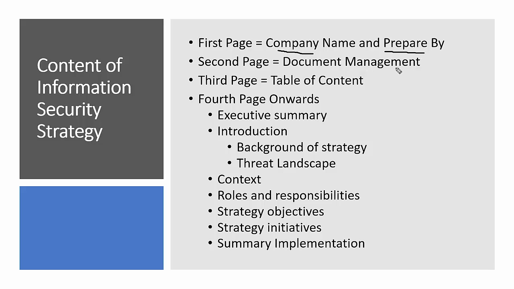And then in the second page, we talk about the document management. Okay, who modified the document and all that, which is called a version history. Then third, we talk about the table of content. Okay, what is the table of content we have? And fourth page onwards, we talk about the executive summary.